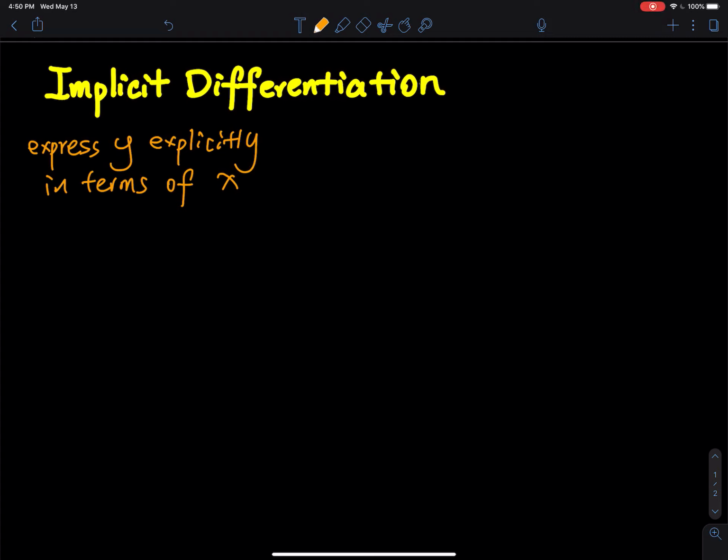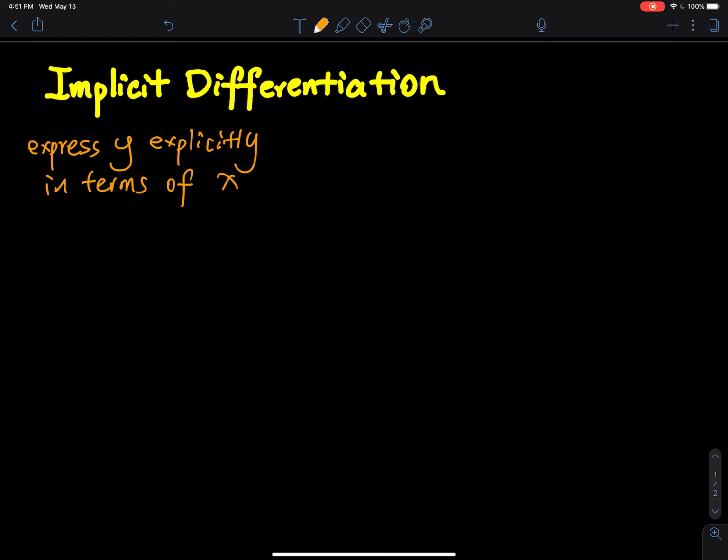In the first part of implicit differentiation, we are going to discuss the basic concept of implicit differentiation. When you write an equation or function, you express y explicitly in terms of x. What does this mean? This means we want to isolate y on one side, so we have y equals something something x, right? So let me give you two examples.